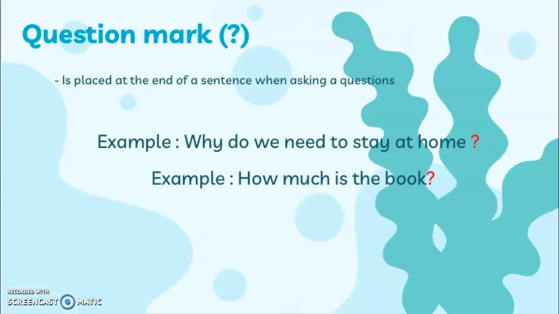It's a question mark. By the name itself, you know it is used to ask a question. When you have something to ask, when you are writing a sentence, you have to include this mark, the question mark. So it is placed at the end of a sentence when asking a question. For example, why do we need to stay at home? So you are expecting an answer for this. That's why you have to include the question mark. Or you can see the second example, how much is this book? And the question mark follows.